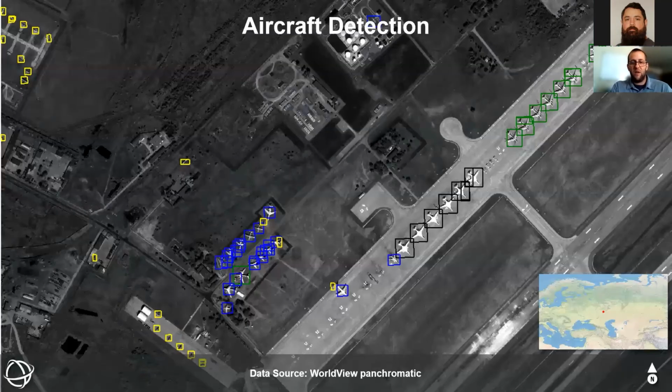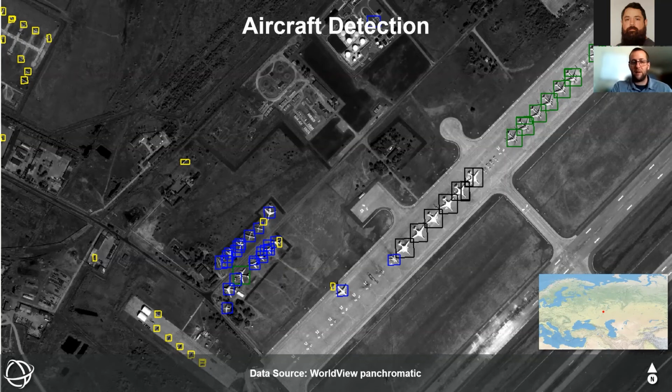So the first example I want to walk through real quick is aircraft detection. One of the things that I may or may not have said is that with object detection, you can use any number of bands within ENVI. So this is using WorldView panchromatic data, where we have several different types of aircraft here. There are 2 specific types, which are the green boxes and the black boxes. And then there's a blue catch-all class for aircraft, and then yellow represents helicopters. So object detection in ENVI is multi-class. You can use single band data if you want.